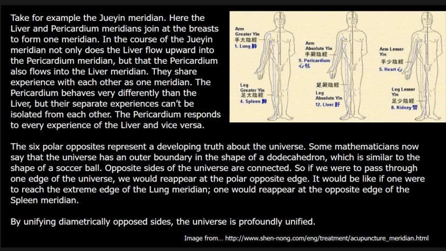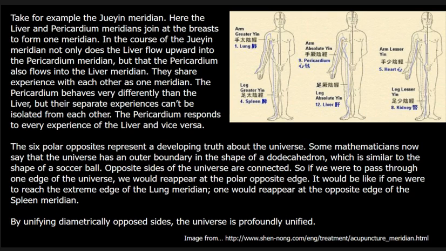Take, for example, the Jue Yin meridian. Here the liver and pericardium meridians join at the breasts to form one meridian. In the course of the Jue Yin meridian, not only does the liver flow upward into the pericardium meridian, but the pericardium also flows into the liver meridian. They share experience with each other as one meridian. The pericardium behaves very differently than the liver, but their separate experiences can't be isolated from each other. The pericardium responds to every experience of the liver and vice versa.